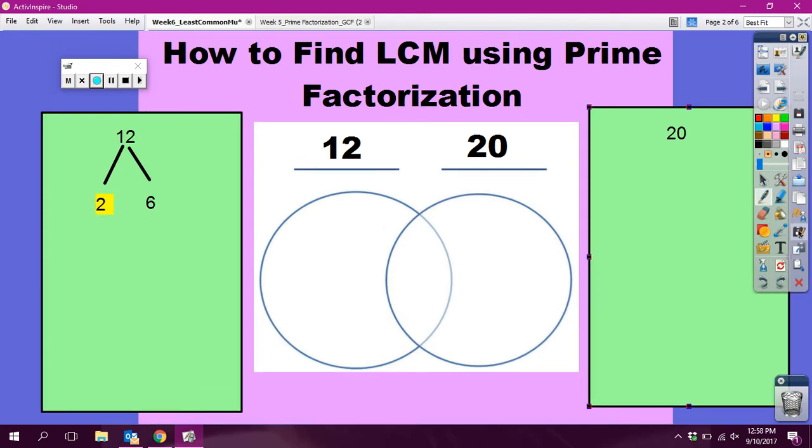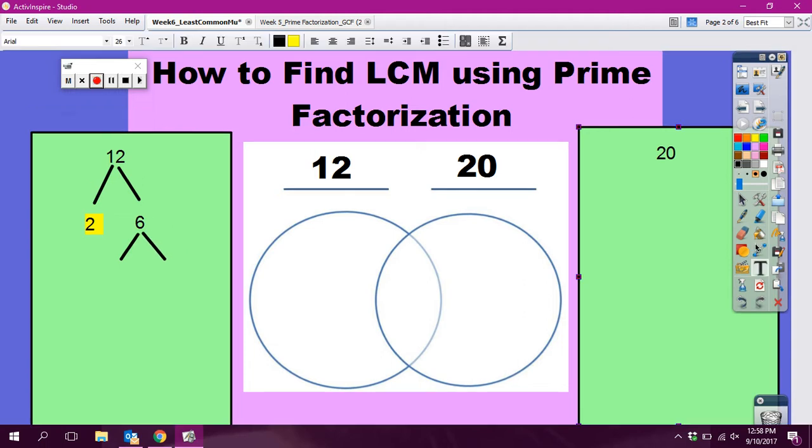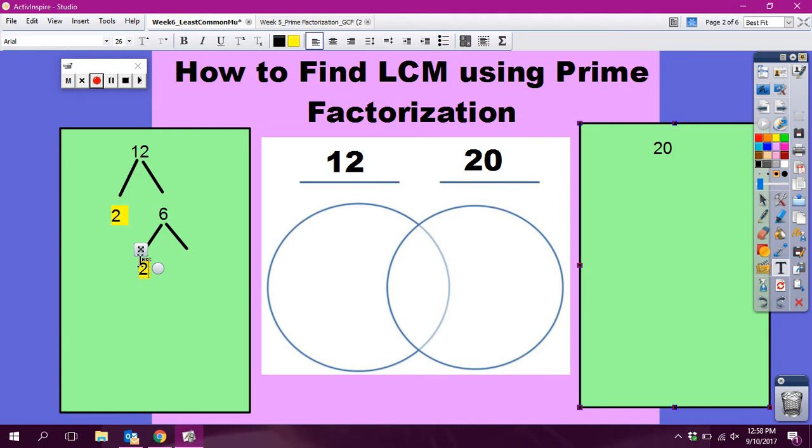I need to keep going and keep breaking down this 6 because I know it's composite. It can be broken down further because 6 is not a prime number. 6 can be broken down into both 2 and 3. Notice that those are already highlighted because I knew that they were both prime factors. We've already dealt with 2. So that's another prime factor. I'm going to list this in expanded form. That would be 2 times 2 times 3.